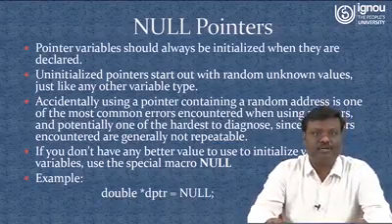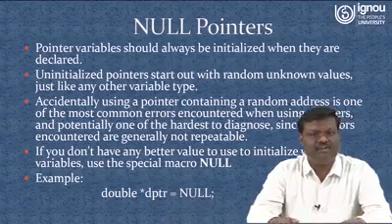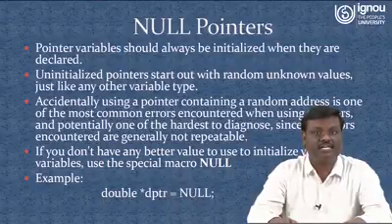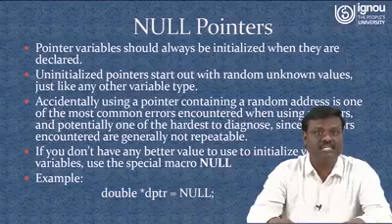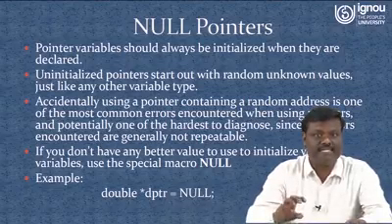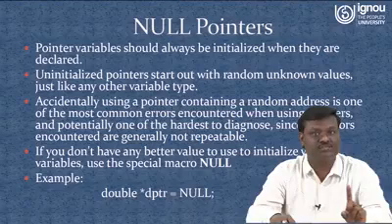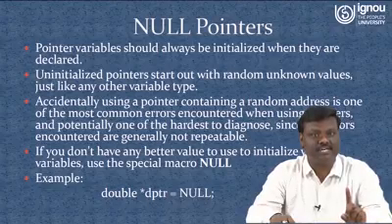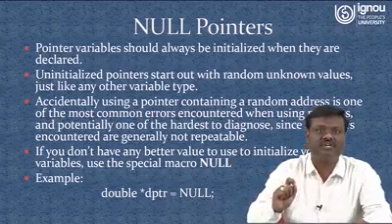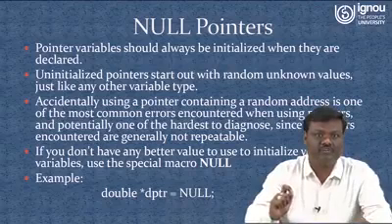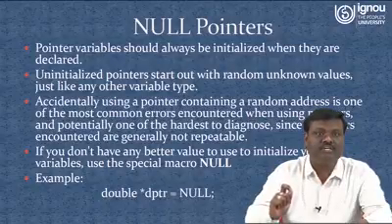Then null pointers. Pointer variables should always be initialized when they are declared. You should not just leave them like that. They should be assigned. In the earlier case, v's value was initialized to 10, and then the integer pointer variable p is assigned the address of that particular variable, that is v. So always the pointer variables should be initialized.